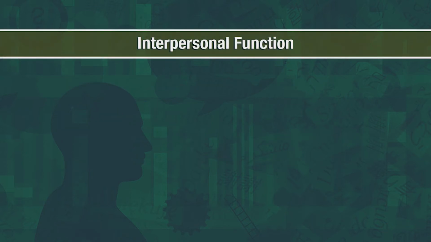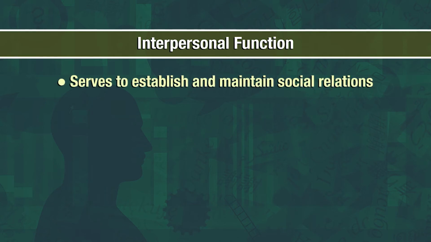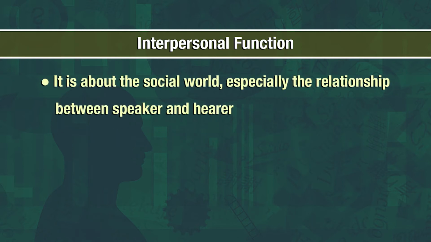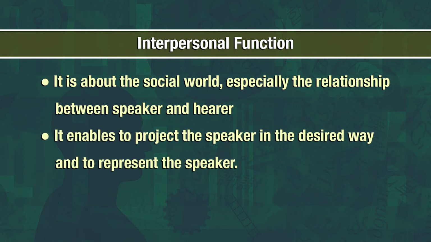The second function that adults use language for is called the interpersonal function, which serves to establish and maintain social relationships, to delimit social groups, to identify and reinforce the individual. It is about the social world, especially the relationship between speaker and hearer. It enables the speaker to be projected in the desired way and to represent the speaker.